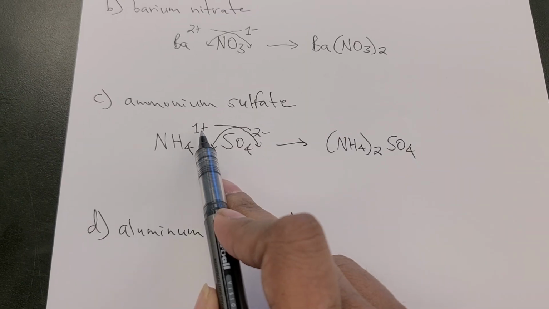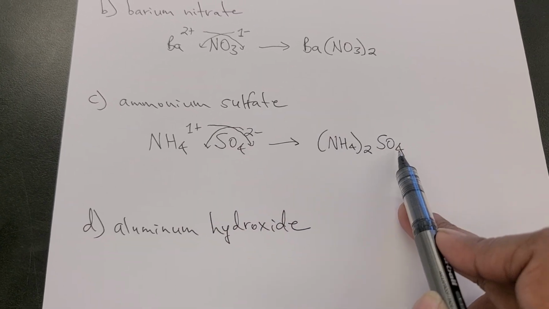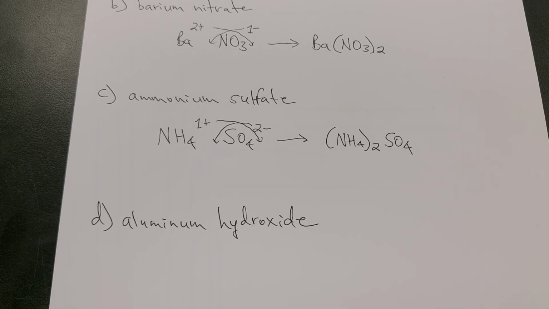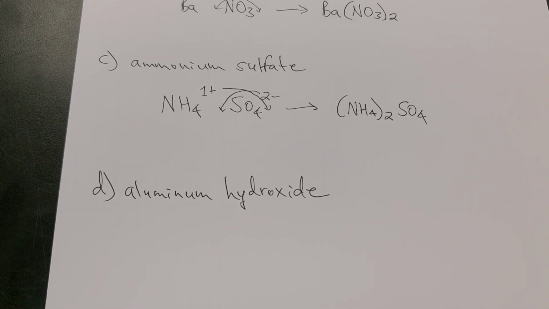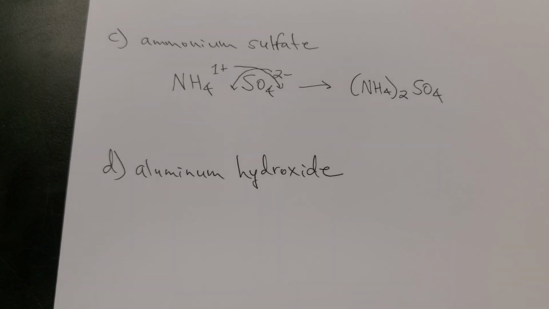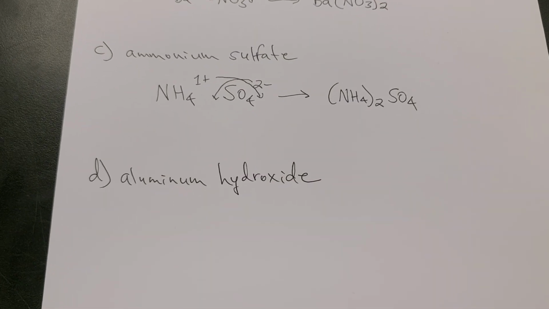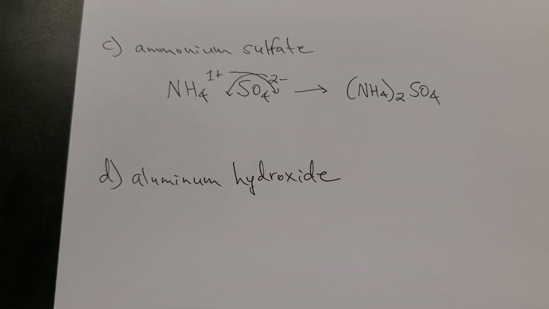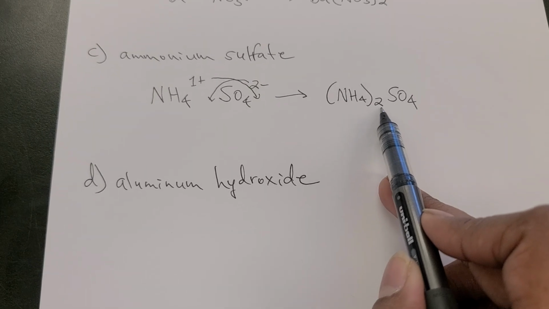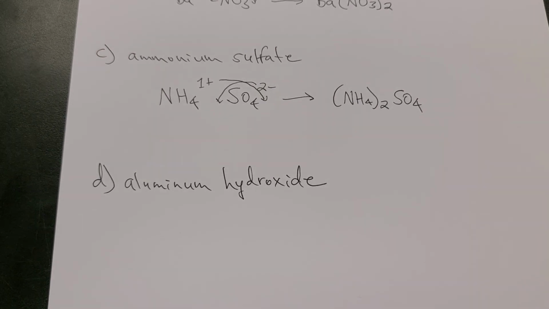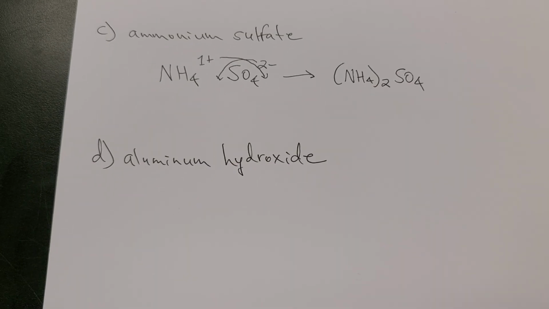There's just going to be 1 of the SO4, and I don't need to put the SO4 in brackets for that reason. So if it's a polyatomic ion and there's more than 1 of the polyatomic ion, you do have to put brackets around it. Let's try one last question here.